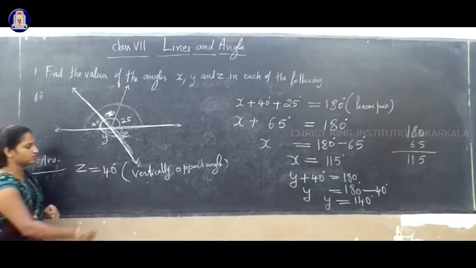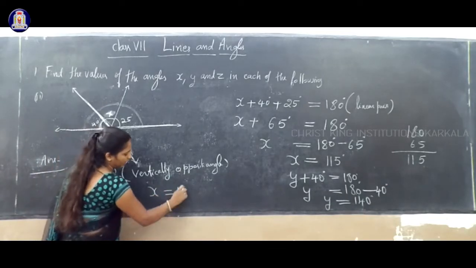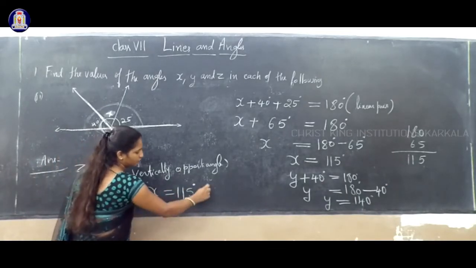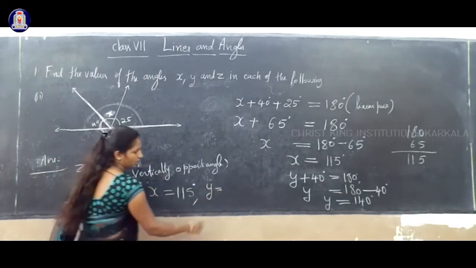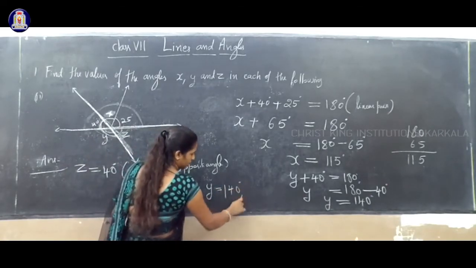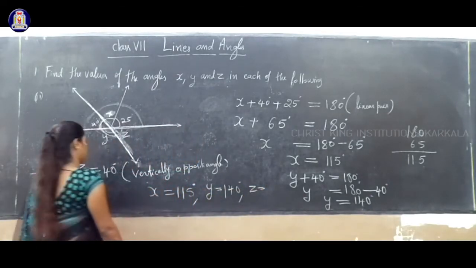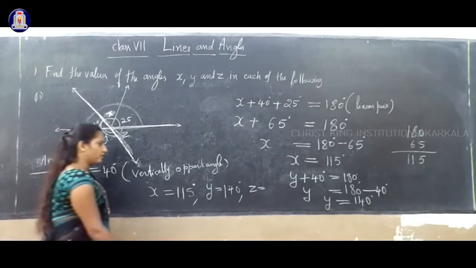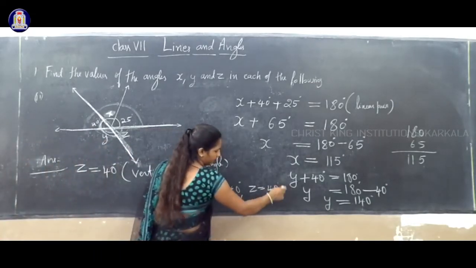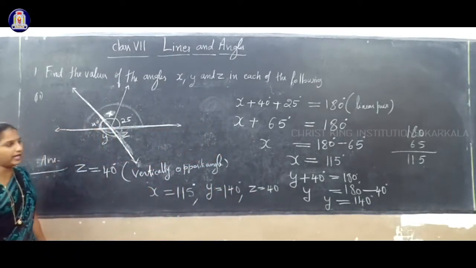So the value of y is 140. Clear? So x is equal to 115 degree and y is equal to 140 degree and z is equal to, what is z? Z is 40 degree. Clear? So we needed to find the value of x, y and z.